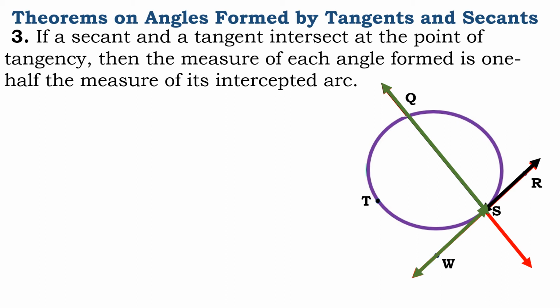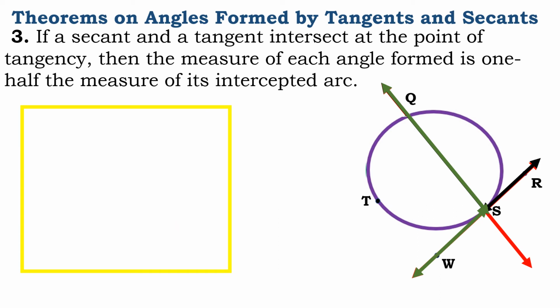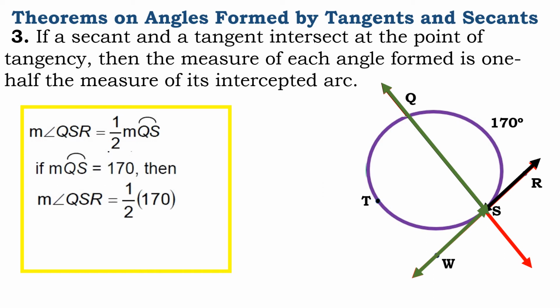Let us find first the measure of angle QSR. The measure of angle QSR is equal to 1/2 the measure of arc RQS. For example, if the measure of arc RQS is equal to 170, then the measure of angle QSR is equal to 1/2 times 170, or 1/2 of 170 is 85. Therefore, the measure of angle QSR is equal to 85 degrees.